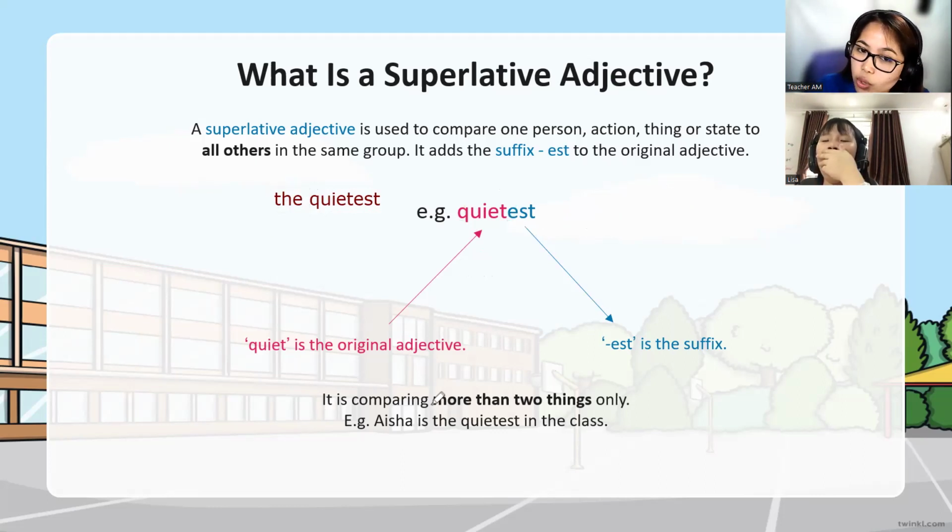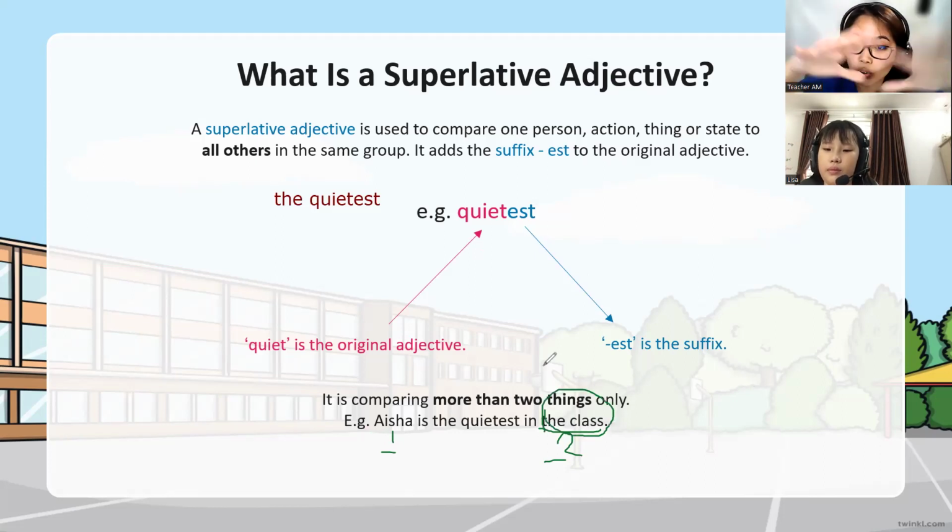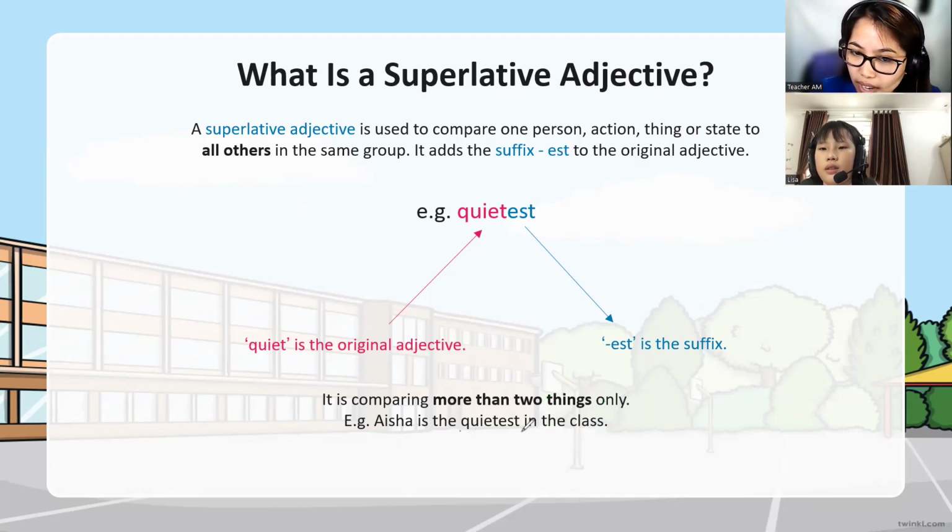Here we use it when we compare more than two things or a group, just like Aisha is the quietest in the class. Even though we have here Aisha, she is the one that we compare in a group of class. So here we don't say two only, because we are comparing her to a group of people in the class, because in the class there are so many students, right? Yes. Okay.